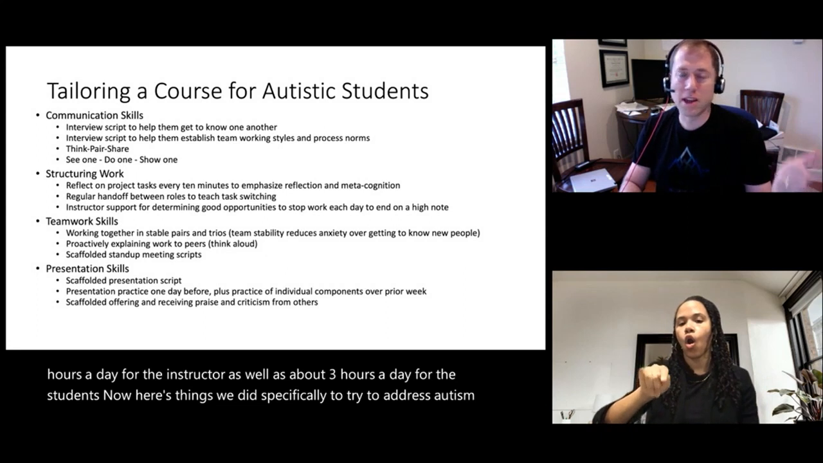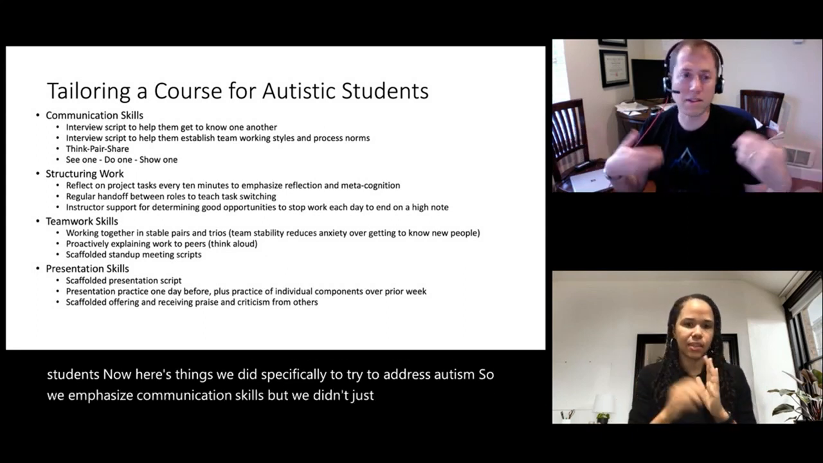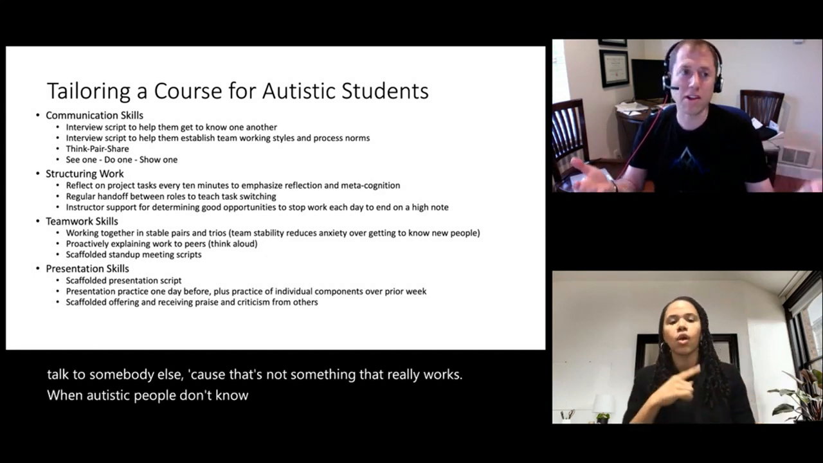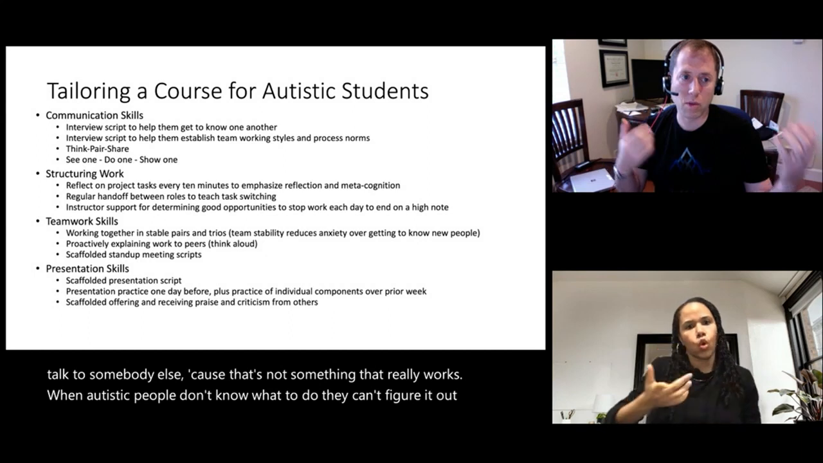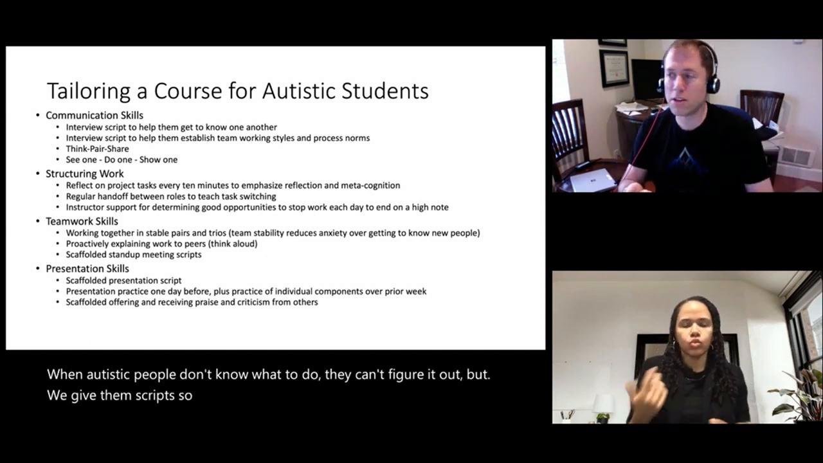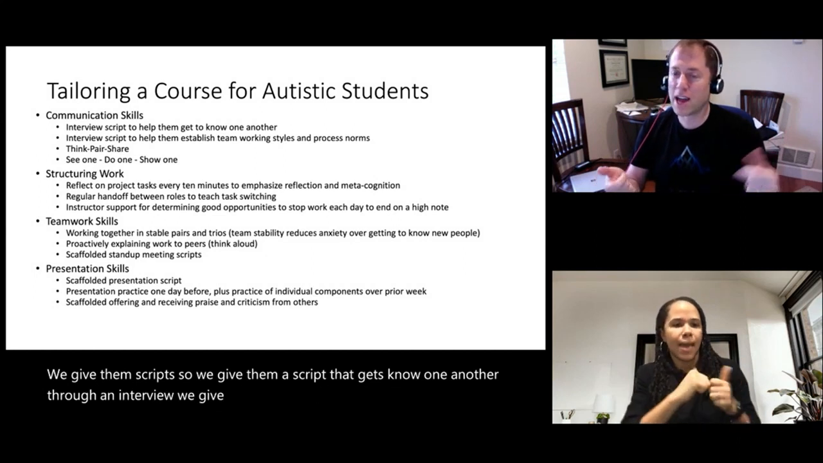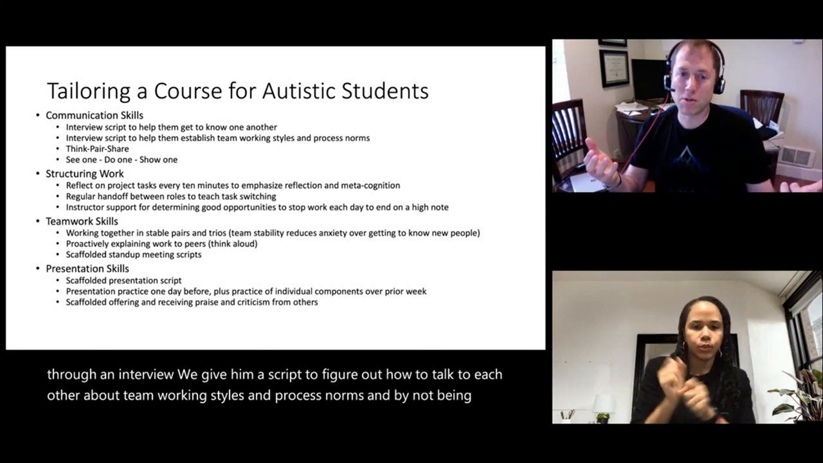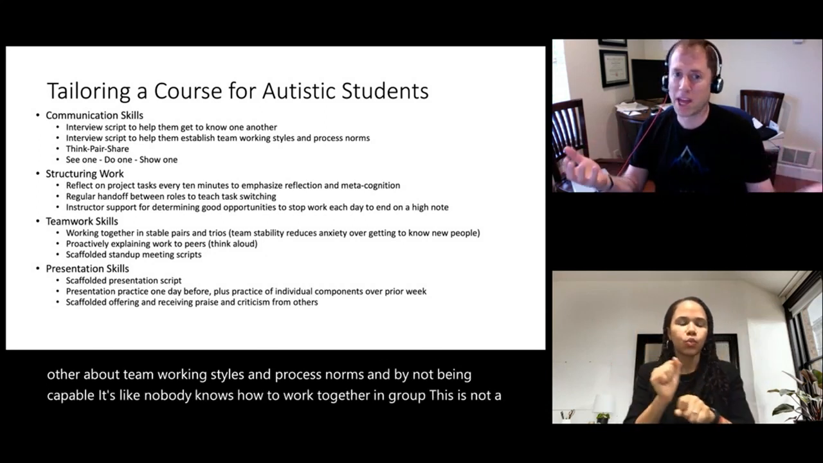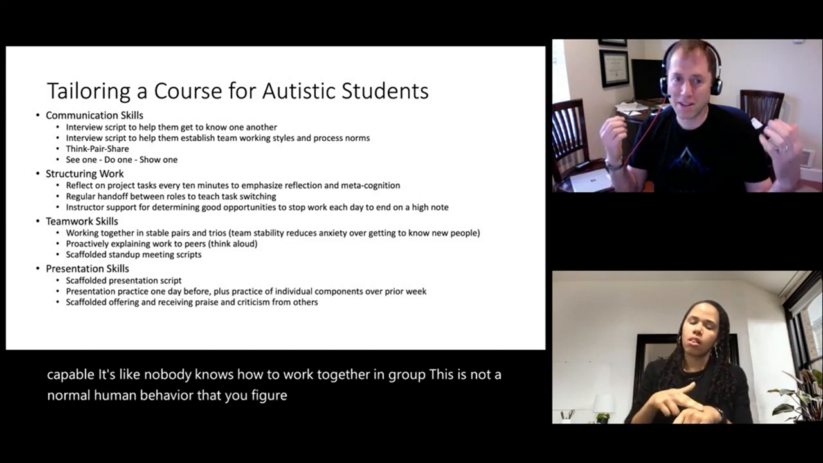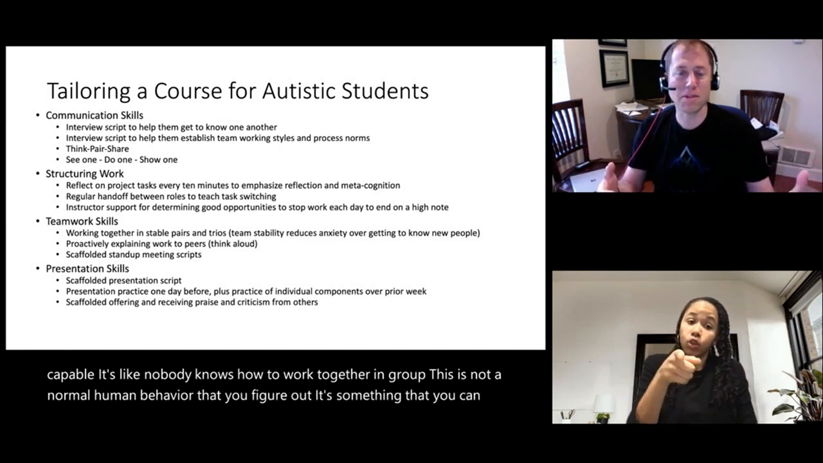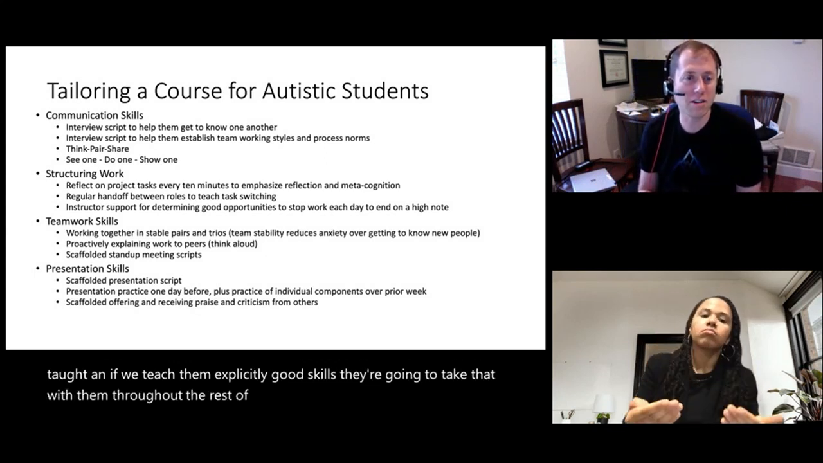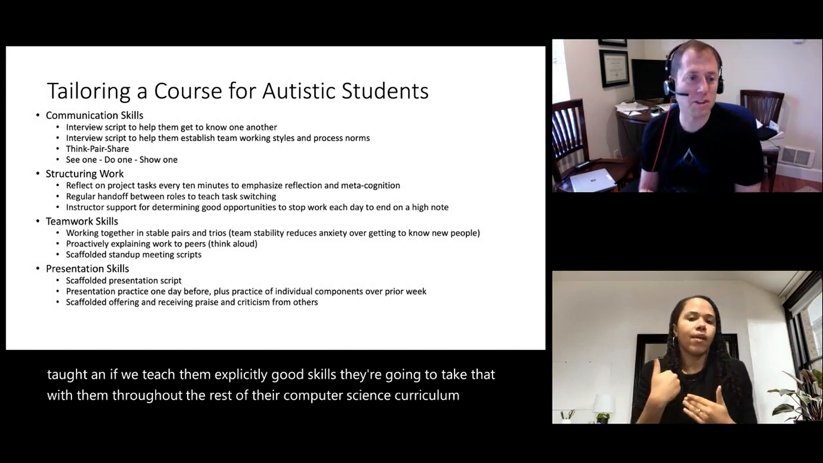So we emphasized communication skills, but we didn't just say learn how to talk to somebody else, because that's not something that really works. When autistic people don't know what to do, they can't figure it out. But we gave them scripts. So we gave them a script to get to know one another through an interview. We gave them a script to figure out how to talk to each other about team working styles and process norms. Nobody knows how to work together in a group. This is not a normal human behavior that you just figure out. It's something that you can be taught. And if we teach them explicitly good skills, they're going to take that with them throughout the rest of their computer science curriculum. We did the think, pair, share, and the see one, do one, show one.